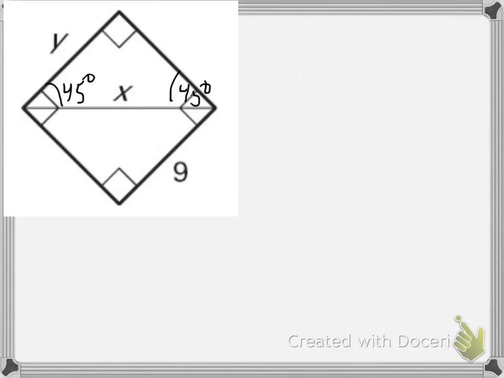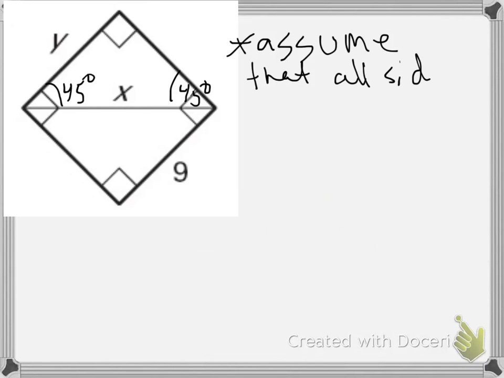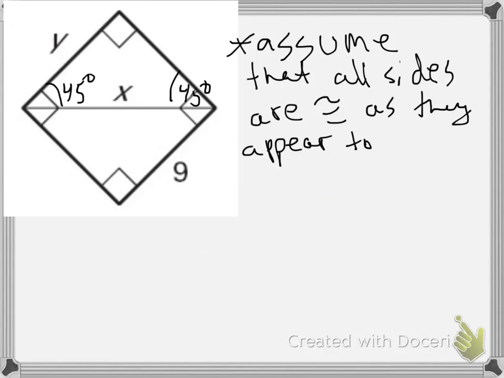So I'm going to make one assumption here. If you run into something like this and you want to use it, make an assumption here, like assume that all sides are congruent as they appear to be in the picture. If you say that and you get some answers, then it makes sense. But right now, there is technically not enough information. So we'll assume it's drawn to scale.